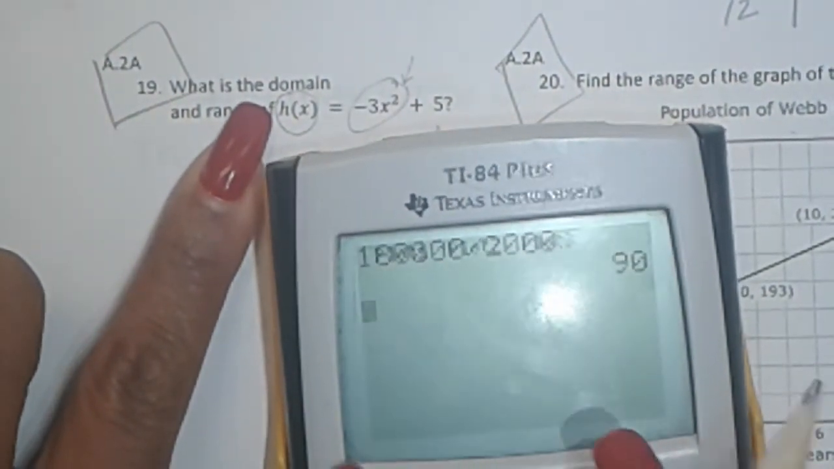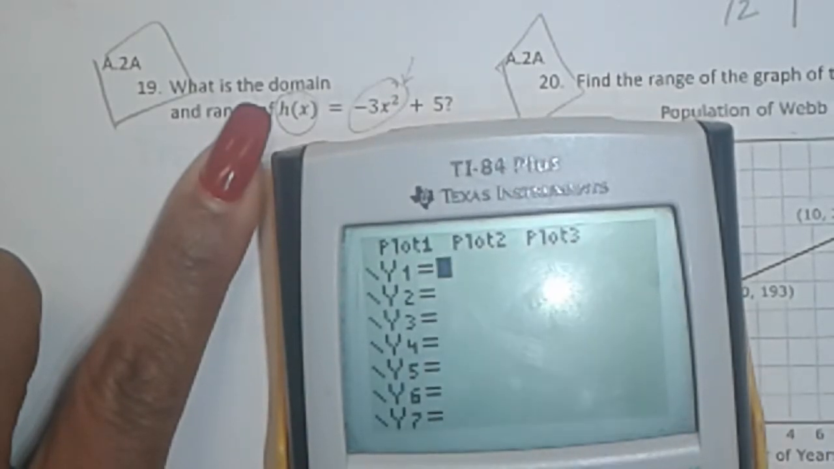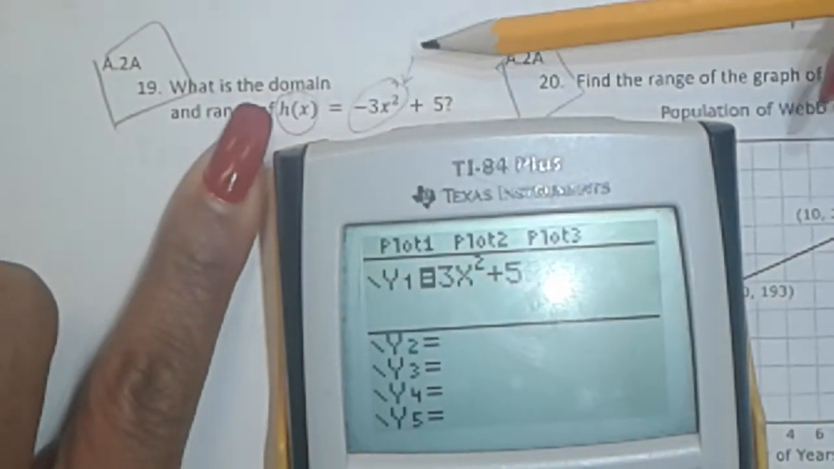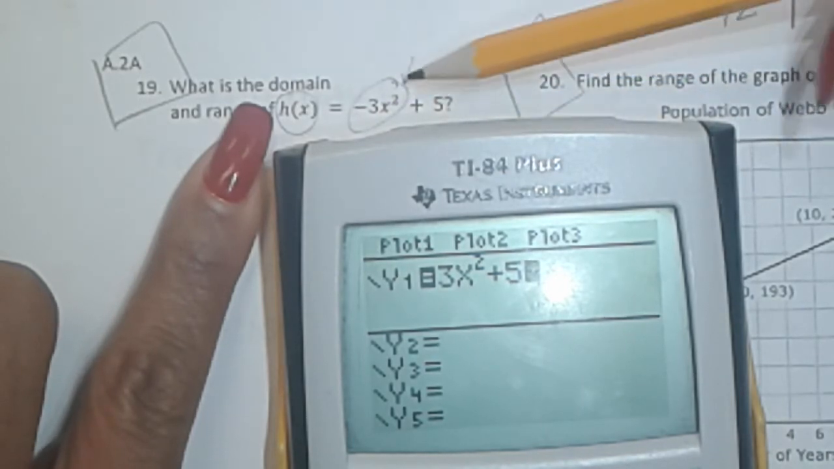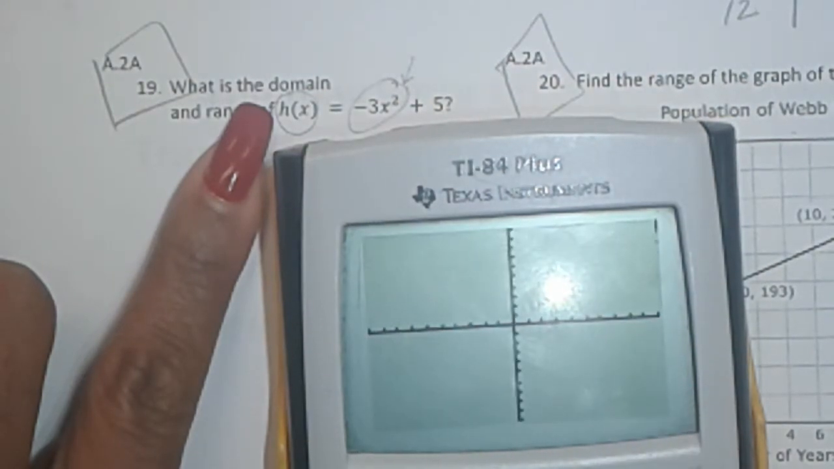So turn your handy-dandy calculator on, go to the y equals screen, and type in the equation, 3x squared plus 5. Now, at this point, you should know that this is not linear. This is a quadratic equation, and I know that because the largest exponent is 2. When I press graph, I see my graph.